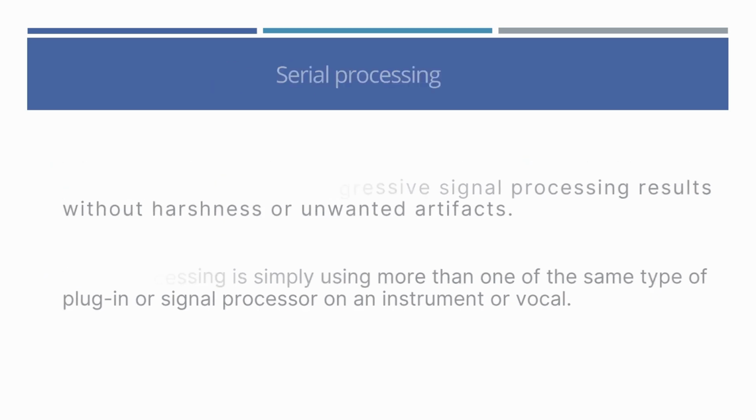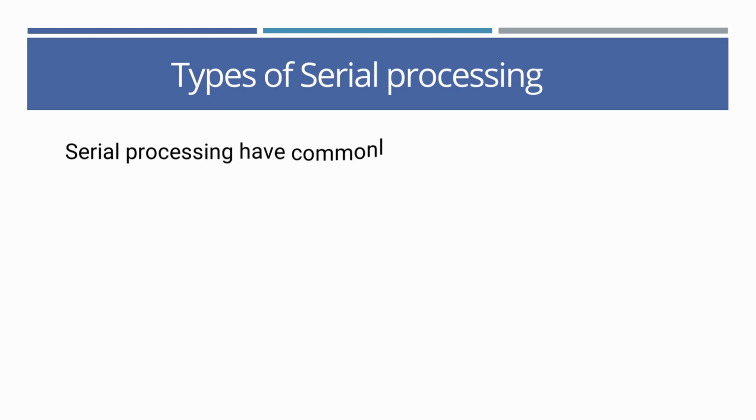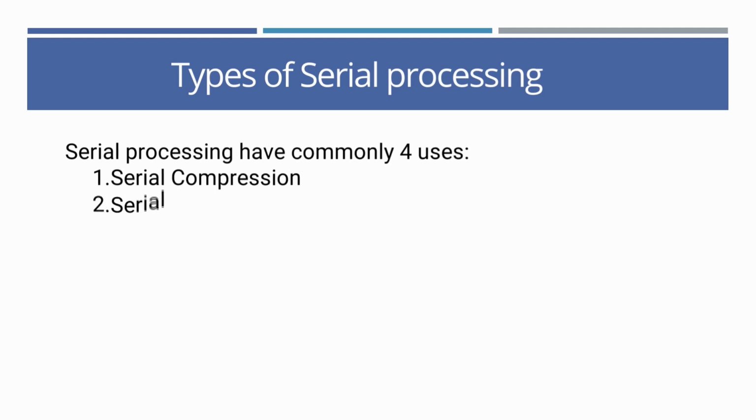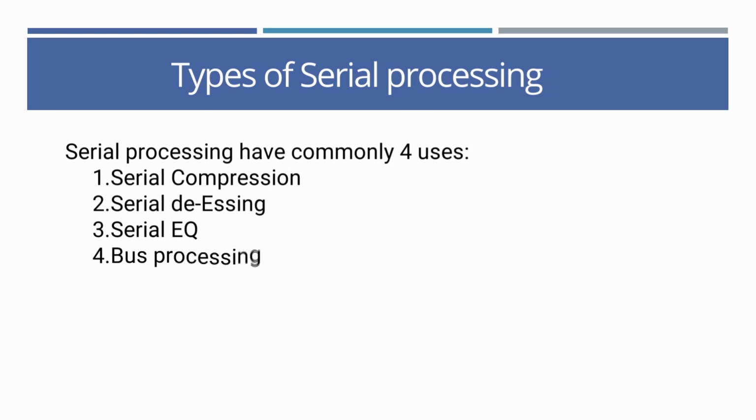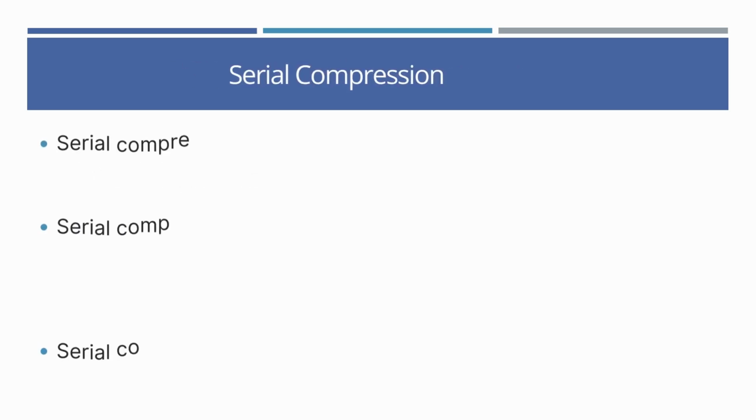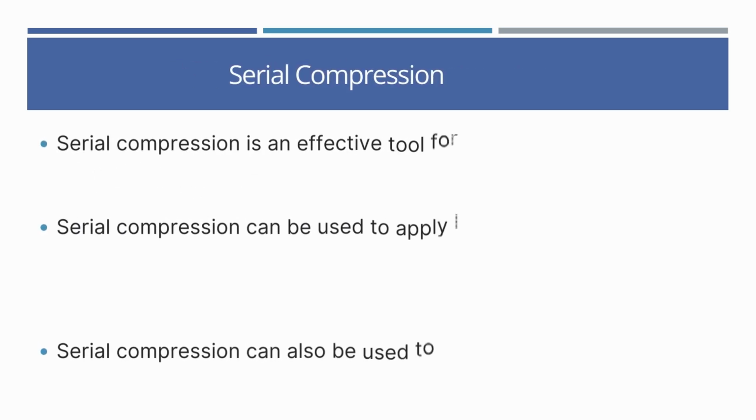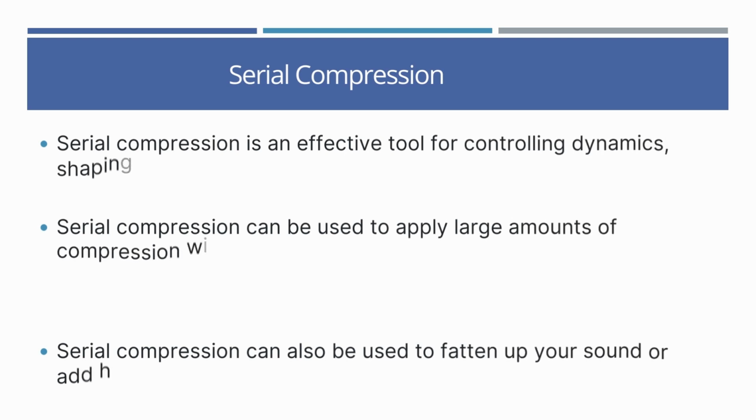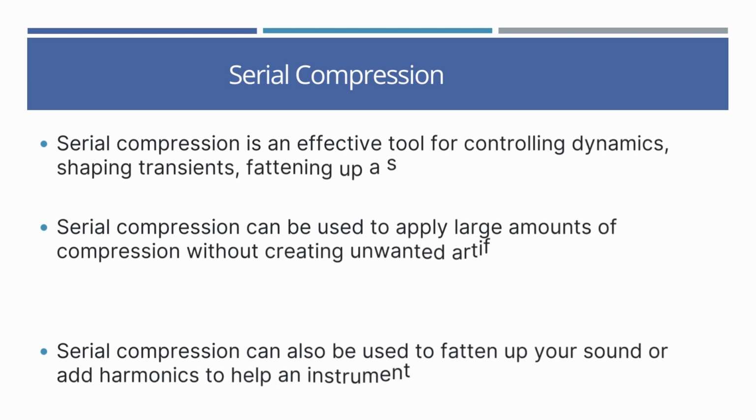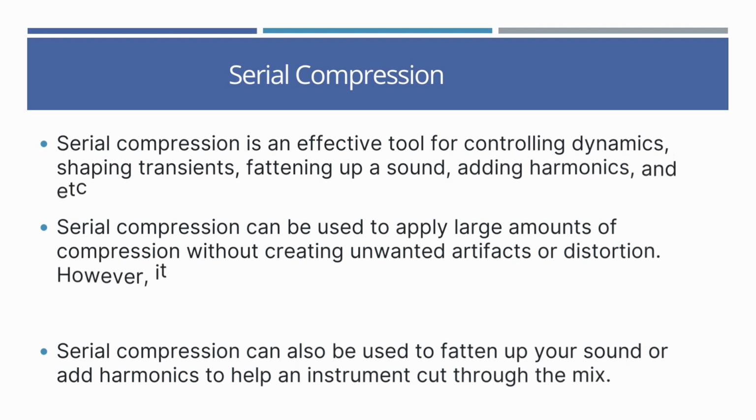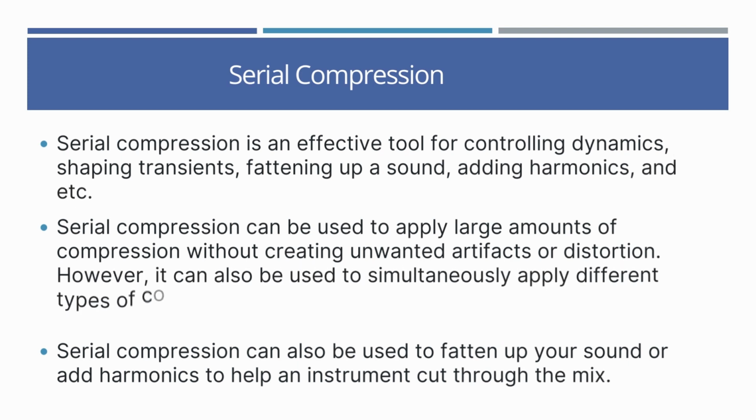So types of serial processing. Serial processing commonly has four types: serial compression, serial de-essing, serial EQ, and bus processing. So let's start with serial compression. Serial compression is an effective tool for controlling dynamics, shaping transients, fattening up sound, adding harmonics, and etc. Serial compression can be used to apply large amounts of compression without creating unwanted artifacts or distortion. However, it can also be used to simultaneously apply different types of compression to one sound.